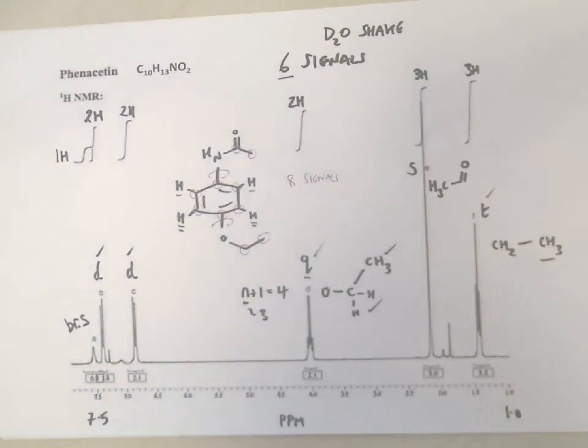And then finally, to confirm that you really did have this molecule or this structure, you would do an IR to look for the amide carbonyl stretch, and you would also do a mass spec to see a molecular ion with your molecular formula.